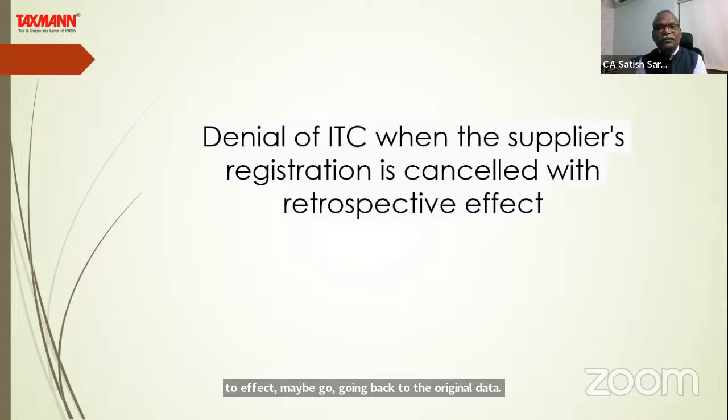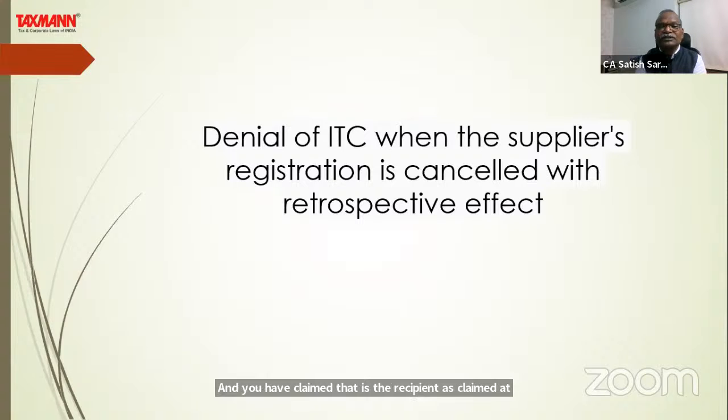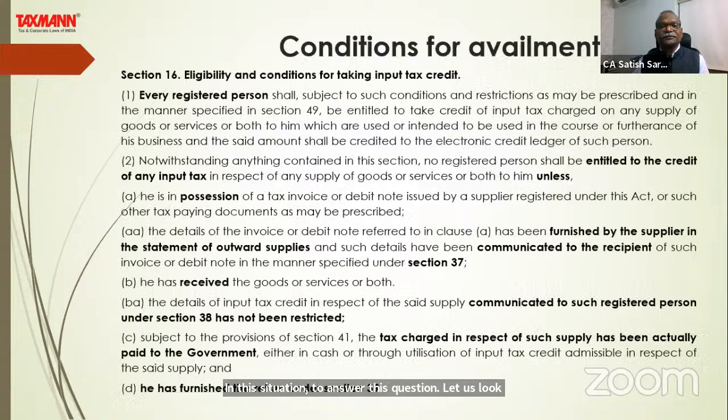In this situation, what is the department doing? The supplier's registration is cancelled with retrospective effect, and the recipient has claimed the input tax credit of those specific suppliers, and the department is giving a demand notice, maybe in the form of a show cause notice or a letter, saying that you are not eligible for this input tax credit from these cancelled registrations, and you pay the input tax credit along with the interest. To answer this question, let us look into the statutory provisions relating to this aspect.